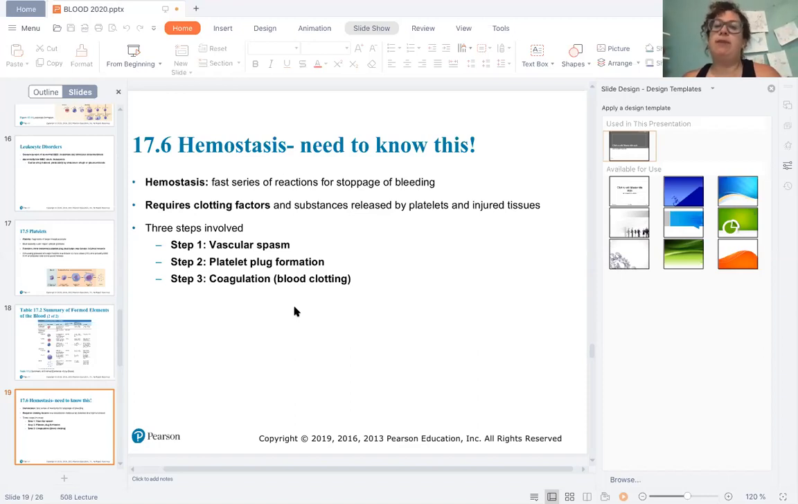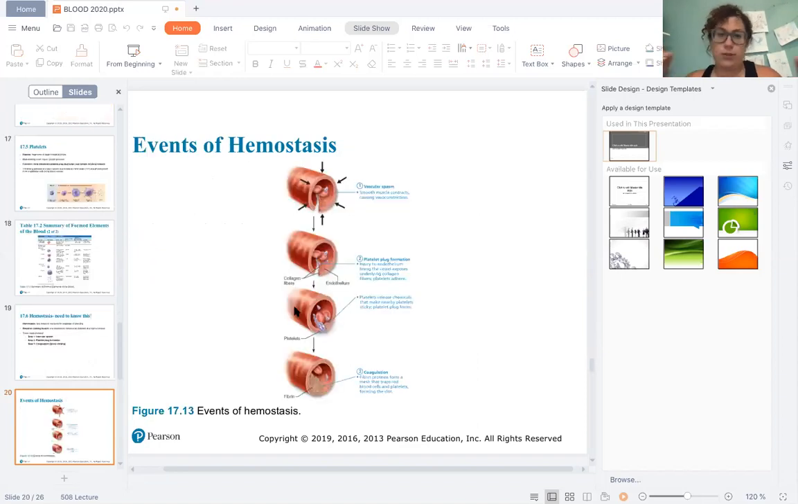Okay, so hemostasis requires a bunch of really fast reactions to stop bleeding. Because if we think about it, if we were bleeding and couldn't stop fast, we'd just bleed out and die. Or become vampires or something, I don't know. So there are 3 steps involved: a vascular spasm, a platelet plug formation, which is what I was telling you about, the platelets coming in and putting a patch on that hose, and then coagulation, which is the actual blood clotting.